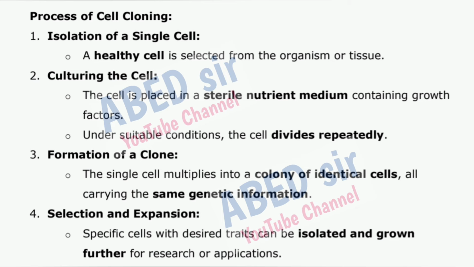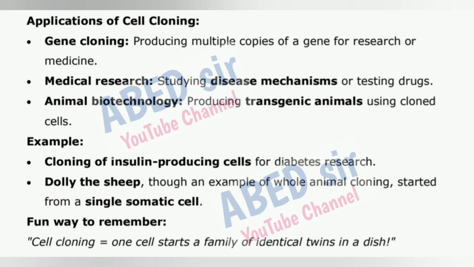Under suitable conditions, the cell divides repeatedly. 3. Formation of a clone. The single cell multiplies into a colony of identical cells, all carrying the same genetic information. 4. Selection and expansion. Specific cells with desired traits can be isolated and grown further for research or applications.